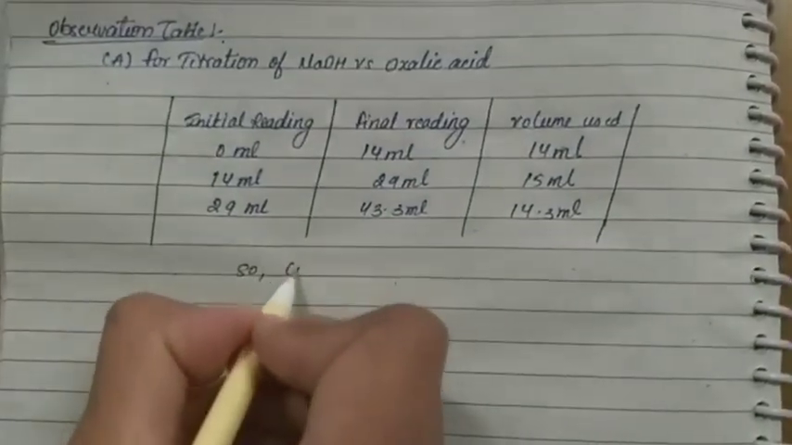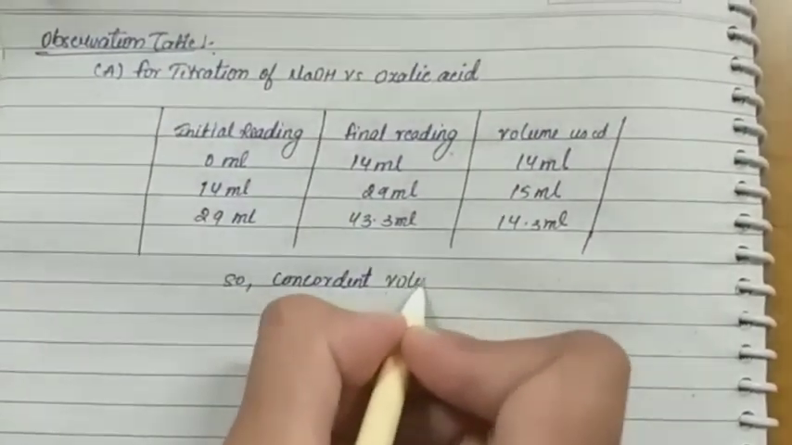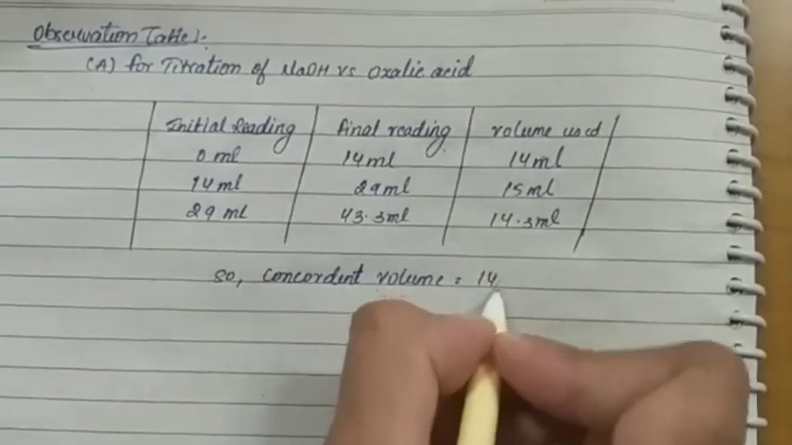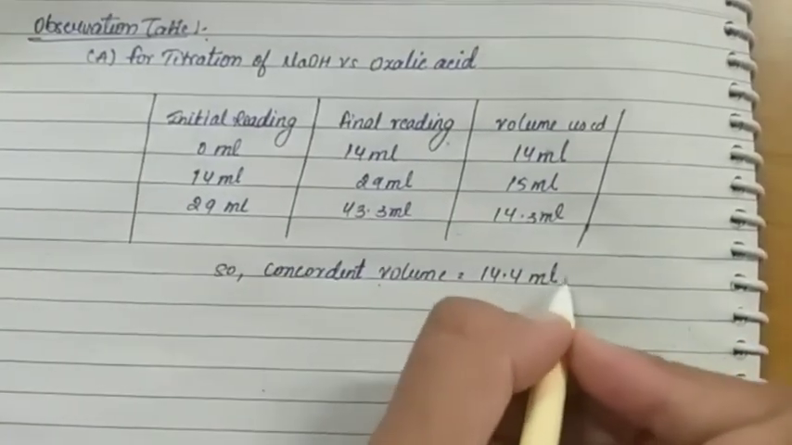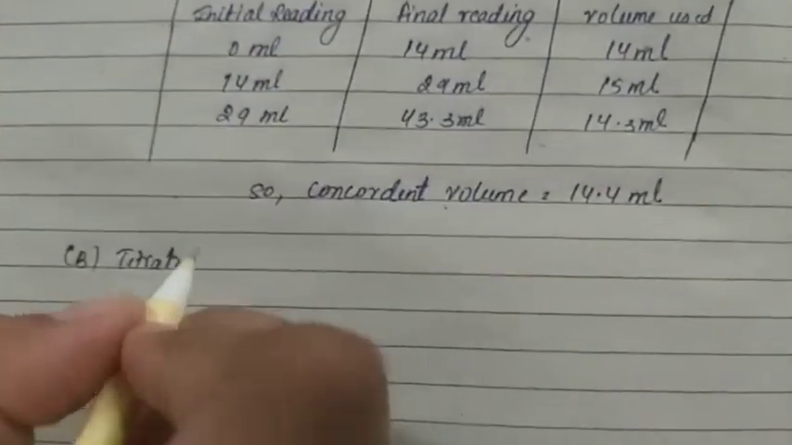So the concordant volume we get here is 14.4 ml. Now we will do the titration for NaOH versus H2SO4.